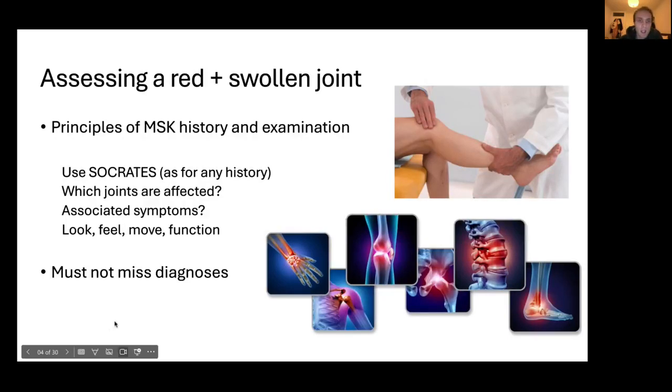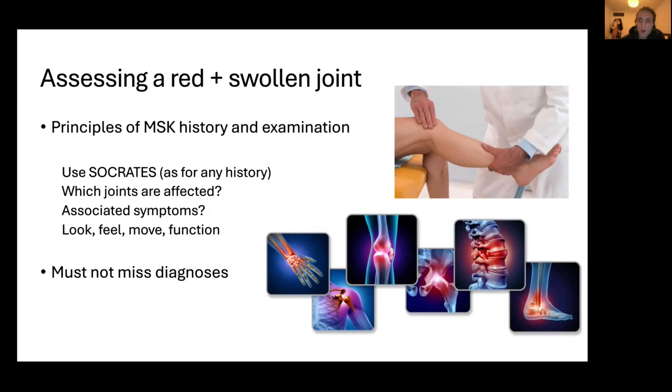And then, of course, we're going to think about, in any OSCE or any clinical examination, what are our must not miss diagnoses relating to that joint. And there's some particularly important ones in regard to gout, which we'll get onto in a minute.